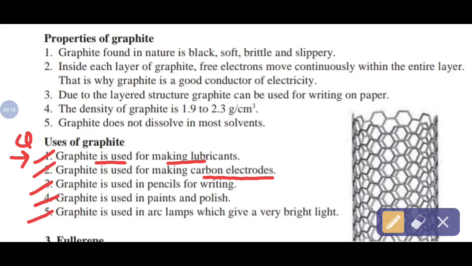And last, the fifth use of graphite given here: graphite is used in arc lamps which give a very bright light. See here, this is the arc lamp. At the time of Diwali, in the form of a lantern, we use this arc lamp. Inside this lamp, one bulb is fitted and bright light is obtained. I think most of the students know about this lamp. So these are the 5 uses of graphite given here. So read the points carefully and keep them in your mind. Next.